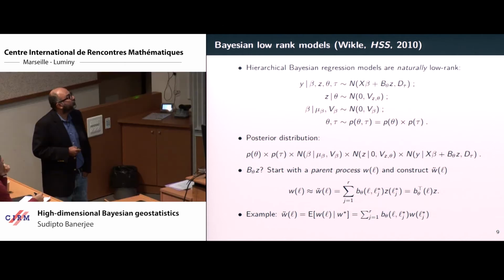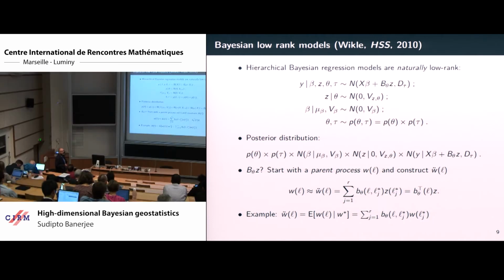It'll be impossible for me to really do justice to a full literature review on this, but I'm going to connect this to the Bayesian hierarchical model because it's very natural. In fact, all Bayesian regression models are inherently low rank. You have y given beta, z, theta, tau is normal. All right, this looks awfully like a linear mixed model with random effects following a normal with some structure. The prior on the beta follows some structure. The process parameters that you have here, theta, that get into this sort of a basis matrix, get a prior. And that's your hierarchical model, all right?